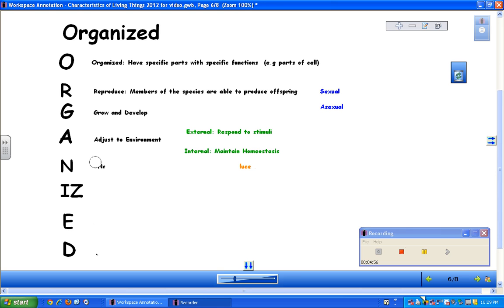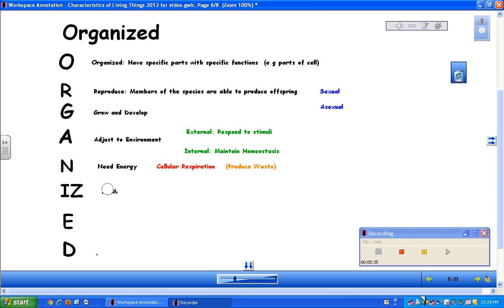Okay, N is for needs energy. So all living things need energy. They all take in energy, and as a result, all cells go through cellular respiration, and as a result of that, they all produce waste. So all living things are going to be organized. They're going to produce members that are able to reproduce and have offspring. They're going to grow and get bigger. They're going to develop and change during their lifetime. They're going to adjust to their external environment, and they're going to be able to maintain homeostasis by adjusting to their internal environment. They need energy to do all of that, and that energy is at the cellular level, cellular respiration.